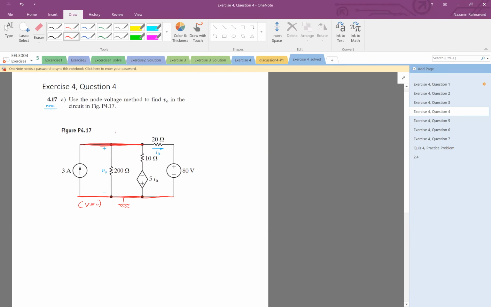And then let's call this V1. And we write the KCL here. The KCL at this node. So we have to look at all the currents that are going out of this node. One is here, negative 3. Then the other current is here, V1 minus 0 divided by 200.